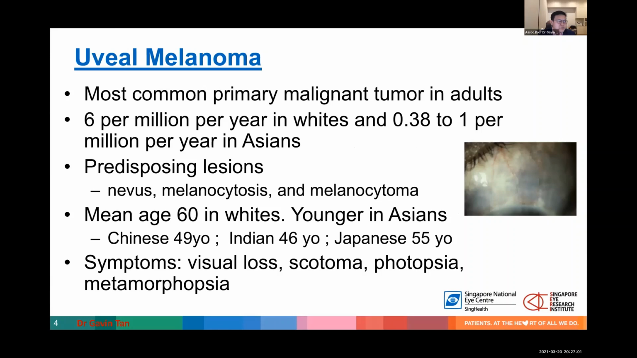There are predisposing lesions like nevuses, the presence of melanosis and melanocytoma. The mean age tends to be about 60 years old in Caucasians. It's younger in Asians; the various studies range from about 45 to 55. They are sometimes symptomatic with vision loss, scotoma, photopsia, metamorphopsia, but they can often present late when the tumor is not posterior, where it would affect the vision early.